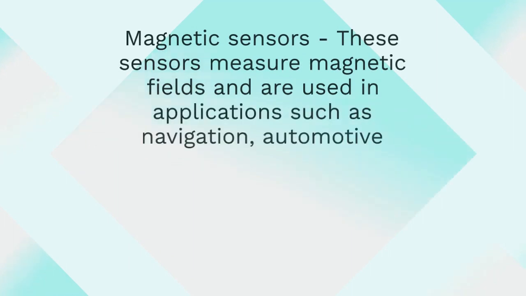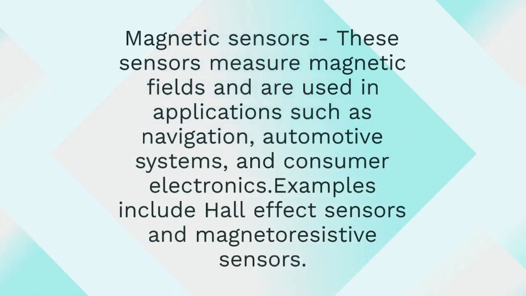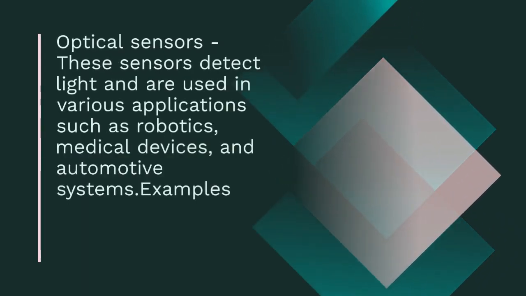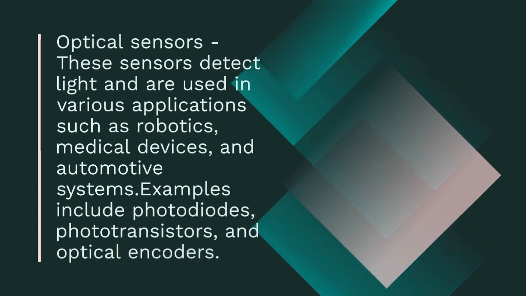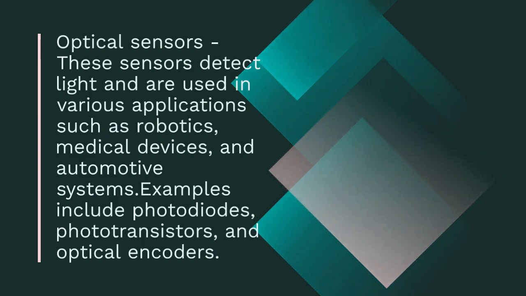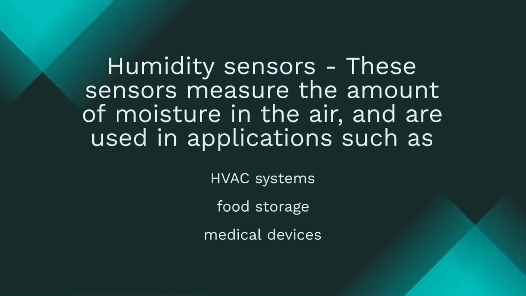Magnetic sensors. These sensors measure magnetic fields and are used in applications such as navigation, automotive systems, and consumer electronics. Examples include Hall effect sensors and magnetoresistive sensors. Optical sensors. These sensors detect light and are used in various applications such as robotics, medical devices, and automotive systems. Examples include photodiodes, phototransistors, and optical encoders. Humidity sensors. These sensors measure the amount of moisture in the air, and are used in applications such as HVAC systems, food storage, and medical devices.